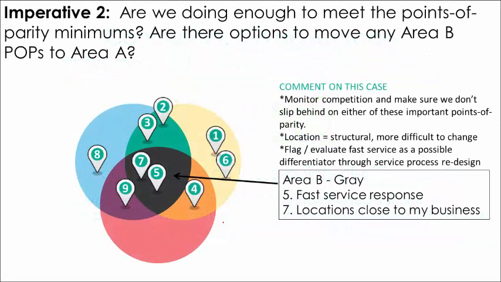Right? In imperative two, are we doing enough to meet the points of parity minimums? Are there options? And secondly, are there options to move any area B points of parity to area A? So here we're talking about area B, points of parity. And a good example of kind of a structural point of parity that you're not going to be changing on a regular basis are your locations. So as long as you and the competitor have a common set of locations that you don't have a disadvantage on, there's not likely much value from investing $10, $20 million in new locations, right?